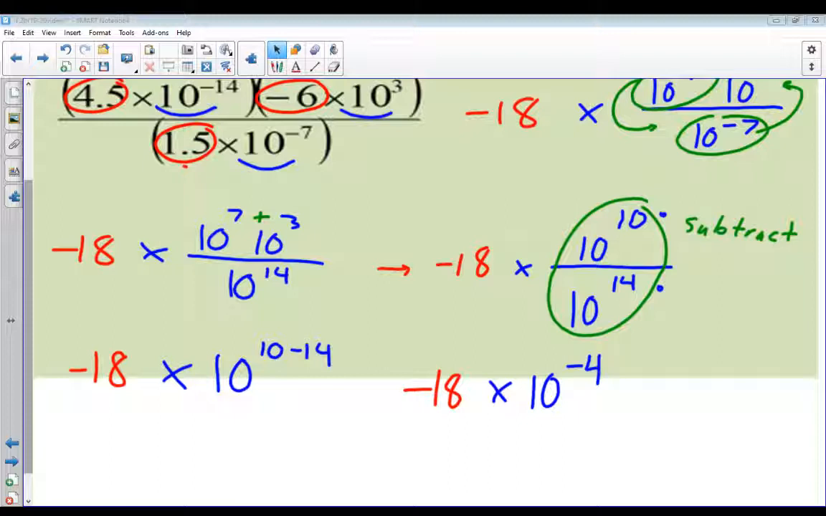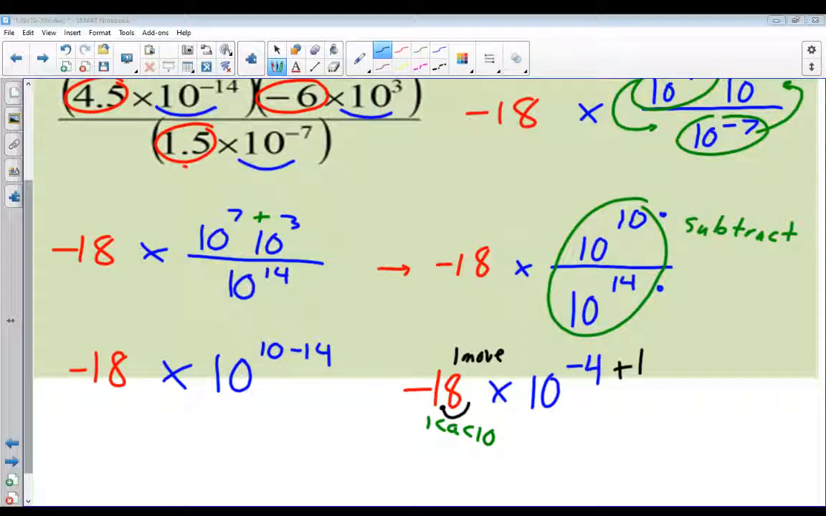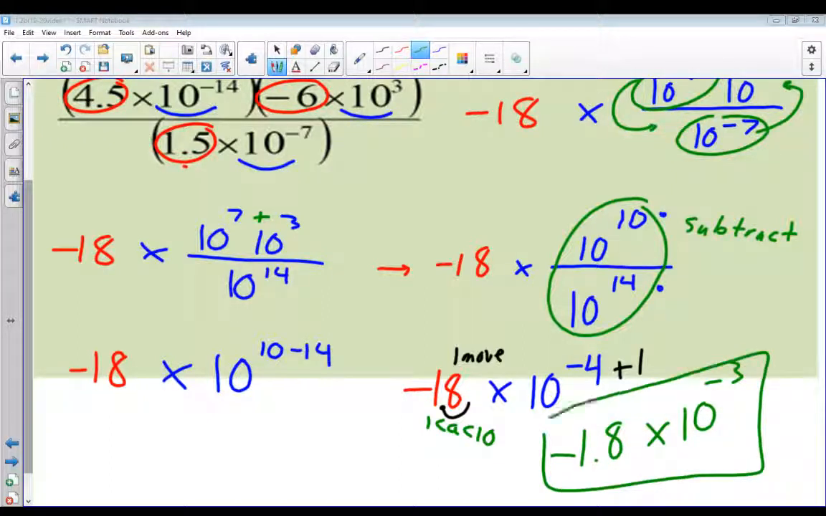All right, looks like we're almost done. But then if you look at the negative 18, the 18 part is not in between 1 and 10 yet. So we got to move that decimal over one space. And we moved it over one space means we have to add a power of 1. And so that means our final answer, negative 1.8, with the 1.8 between 1 and 10, and then 10 to the power of negative 3. Because negative 4 plus 1 gives you negative 3. And that is the scientific notation answer that you will submit.